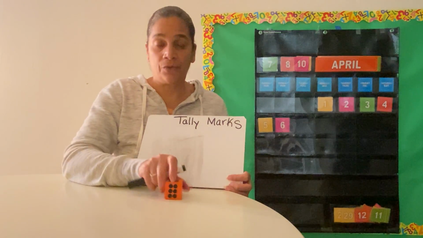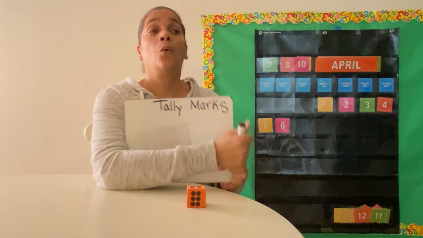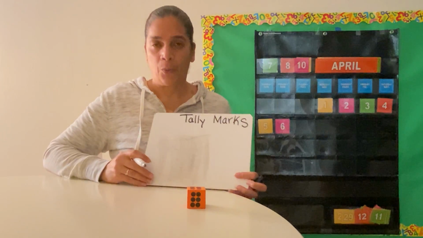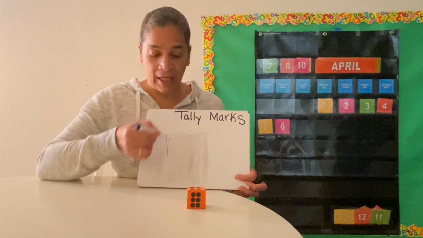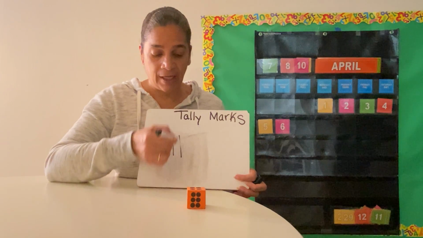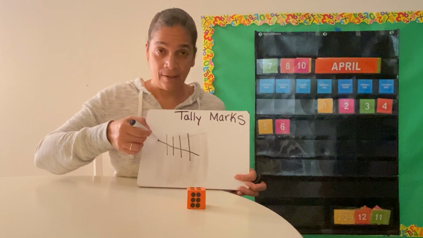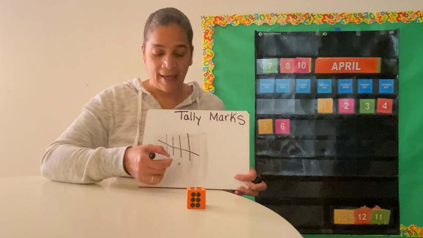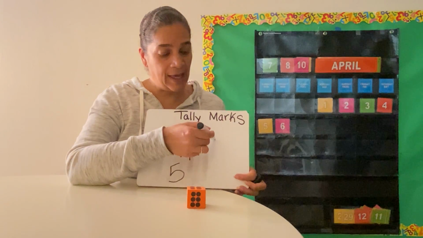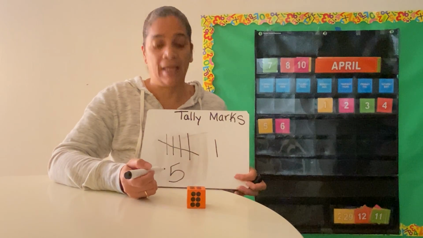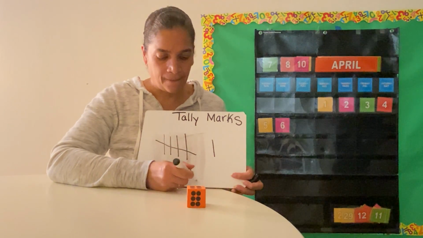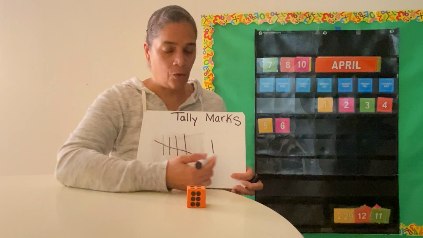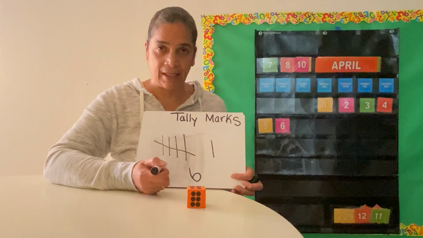So I am going to represent the dotted dice with tally marks. And we're gonna see how this represents itself. So 1, 2, 3, 4. Remember that tree that falls. That's 5. And 1 more to make 6. Okay? So that whole representation there is the number 6.